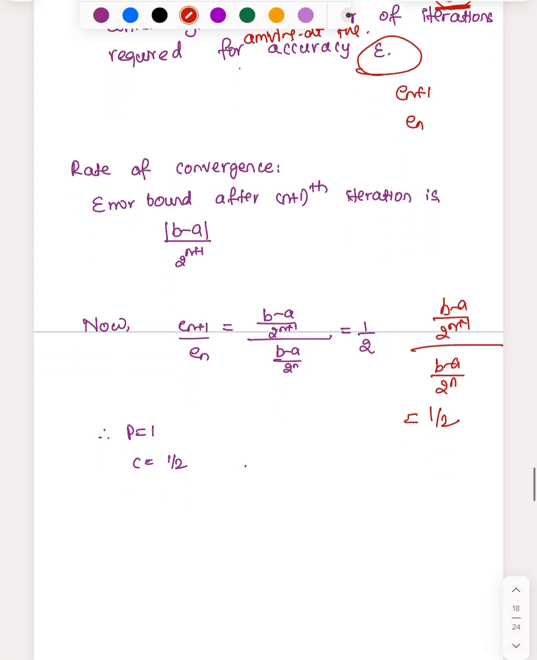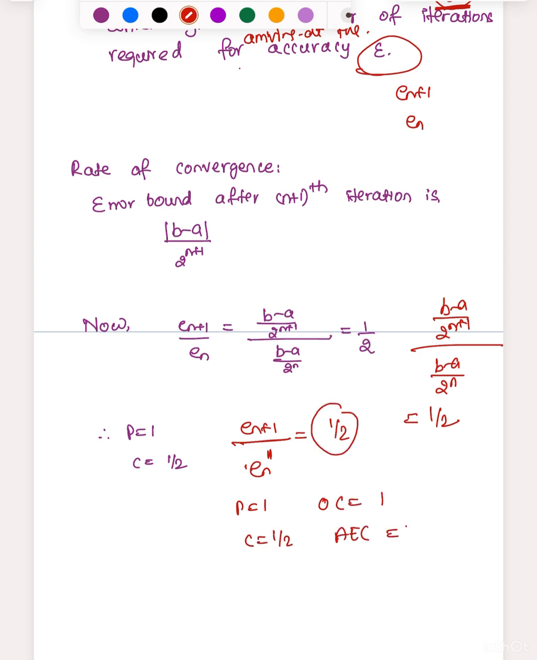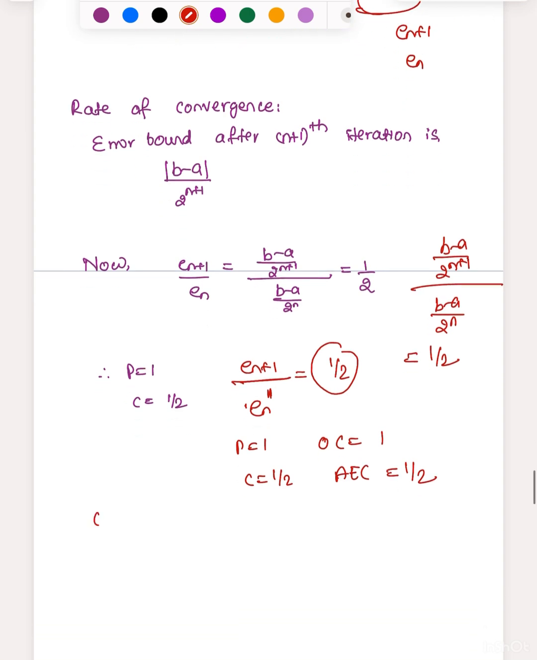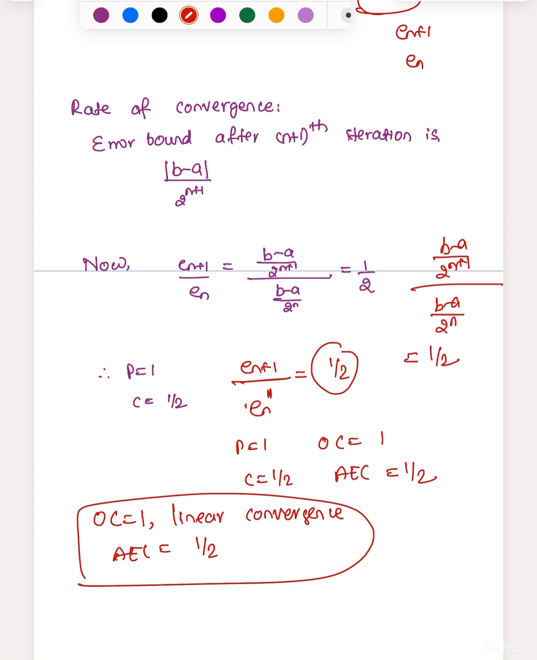Now we have e(n plus 1) by e(n). We can take the absolute value because we don't think about the sign here. Power 1 is equal to 1 by 2. Here the power is 1, therefore p is equal to 1, so the order of convergence is equal to 1 and c is equal to half. Therefore the asymptotic error constant will be half. So for the bisection method, the order of convergence will be 1, which is called linear convergence, and the asymptotic error constant will be half. So this has to be remembered. This is all about the bisection method.